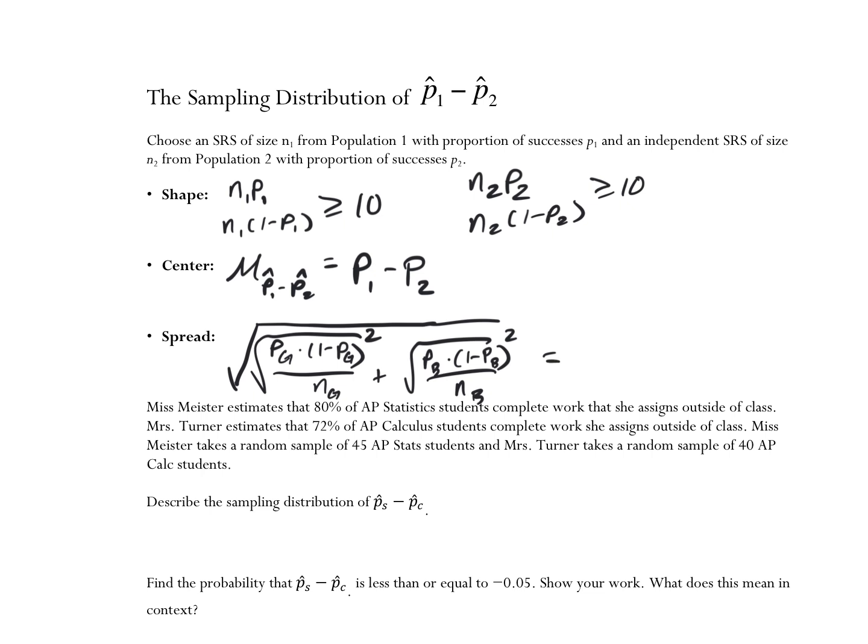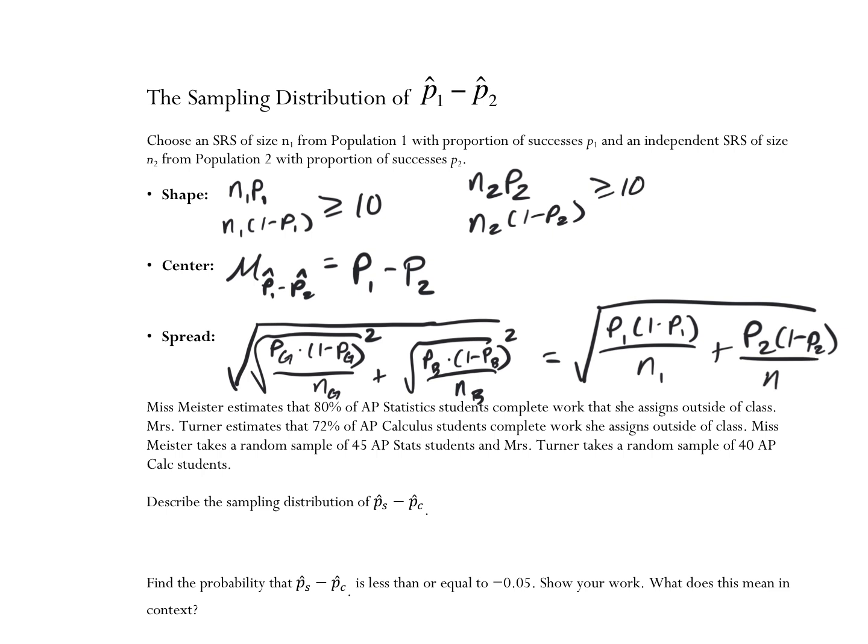But I don't know about you guys, that looks too gnarly for me. That's gross. Are you good with me saying this squared and this square root are going to cancel each other out? Is everybody good with this idea? Okay, so in reality, the standard deviation formula looks like this: P1 times 1 minus P1 over N1, plus P2 times 1 minus P2 over N2.